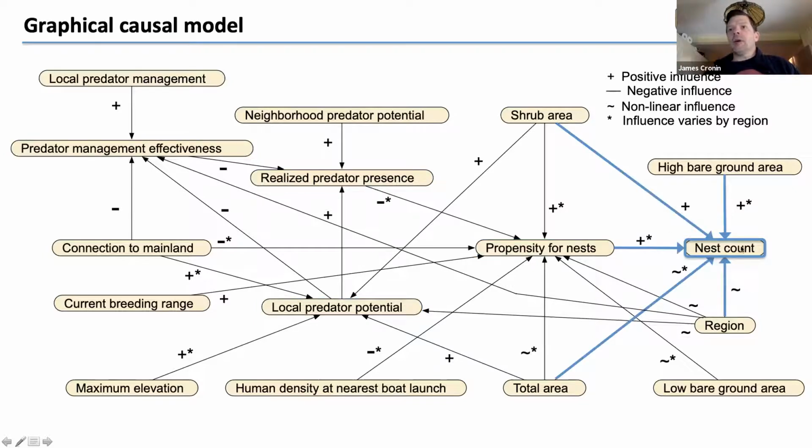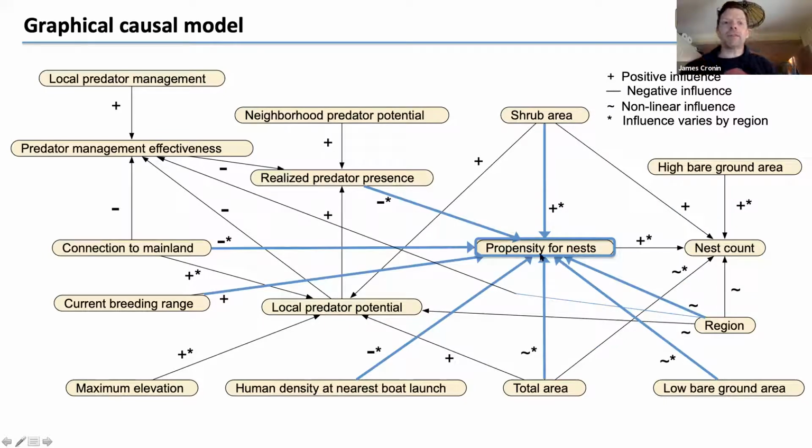For nest count, we hypothesize that the number of nests on an island increases with the propensity because brown pelicans often return to their natal site to nest. It might increase with shrub area or high bare ground area because those are their nesting habitats, and with total island area, because larger islands provide more refugia, say from overwash or erosion, but it might decrease at large island areas due to a greater frequency of intense human disturbance. And the effect of these habitat characteristics might vary by region.